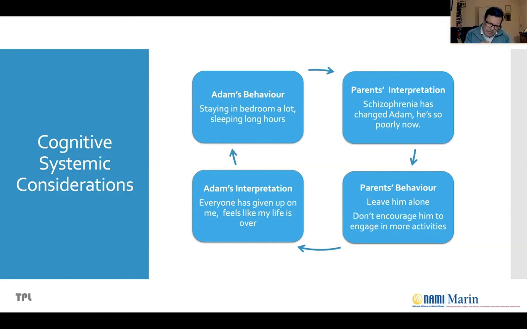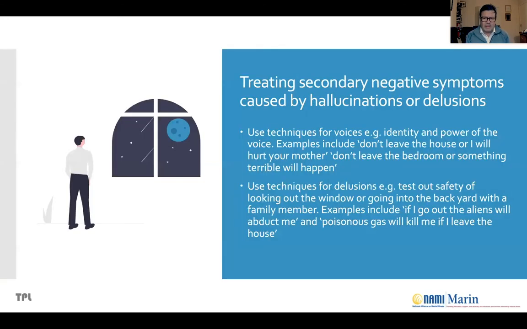And here again, we have a self-perpetuating cycle. So either of these can be problematic. We need to find a middle way. Okay, what about secondary negative symptoms caused by voices or delusions?